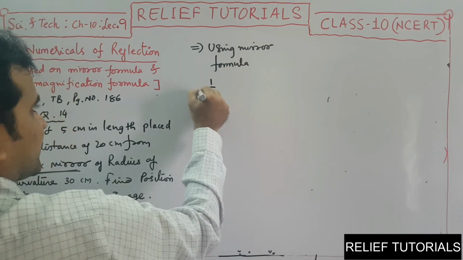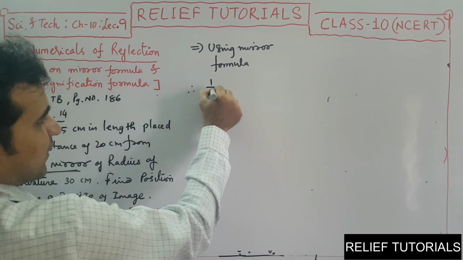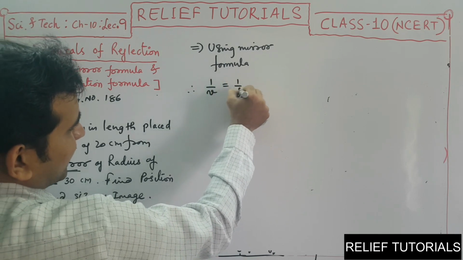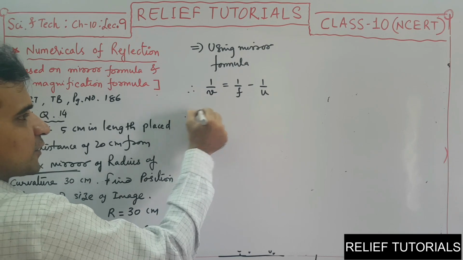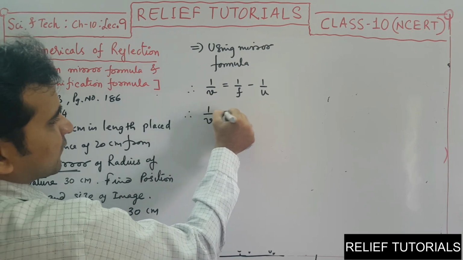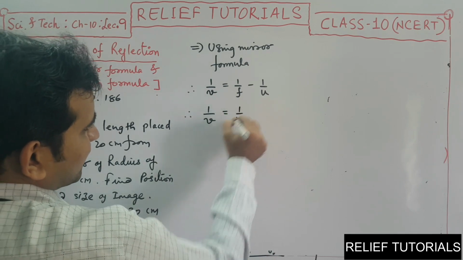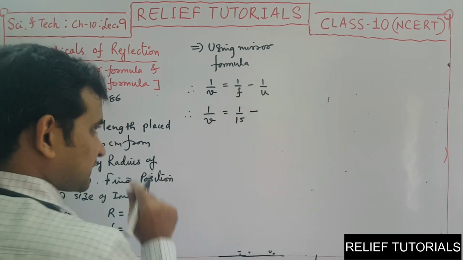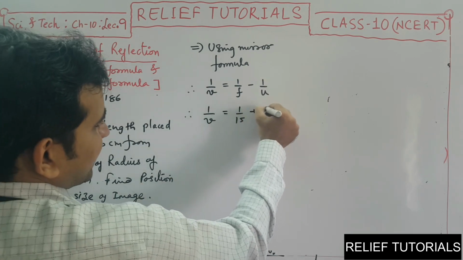Using the mirror formula, can I write the direct formula like this? Because in all the questions we have u and f, you have to find v. So it is 1 by v is equals to 1 by f minus 1 by u. I think you got it. 1 by v is equals to 1 by f, which is minus 1 by 15, minus 1 by u, which is minus minus plus, so it is 1 by 20.